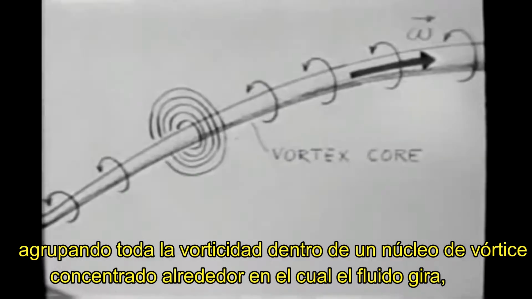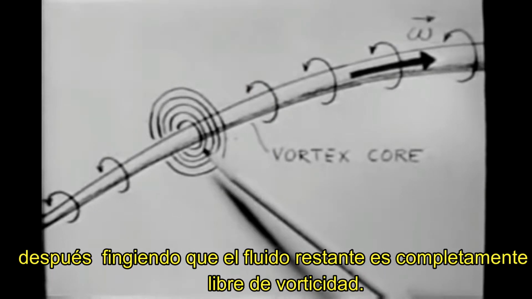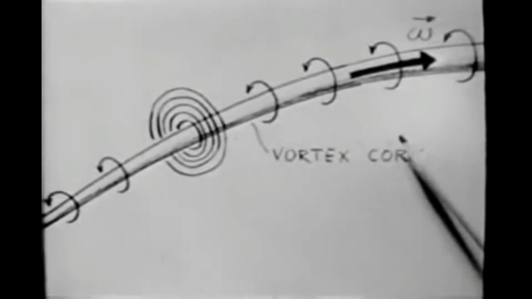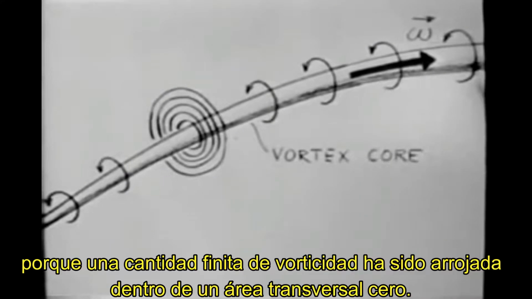Then we can simplify our thinking by lumping all the vorticity into a concentrated vortex core around which the fluid spins, and then by pretending that the remaining fluid is entirely free of vorticity. The vorticity is infinite in the core, because a finite amount of vorticity has been dumped into zero cross-sectional area.